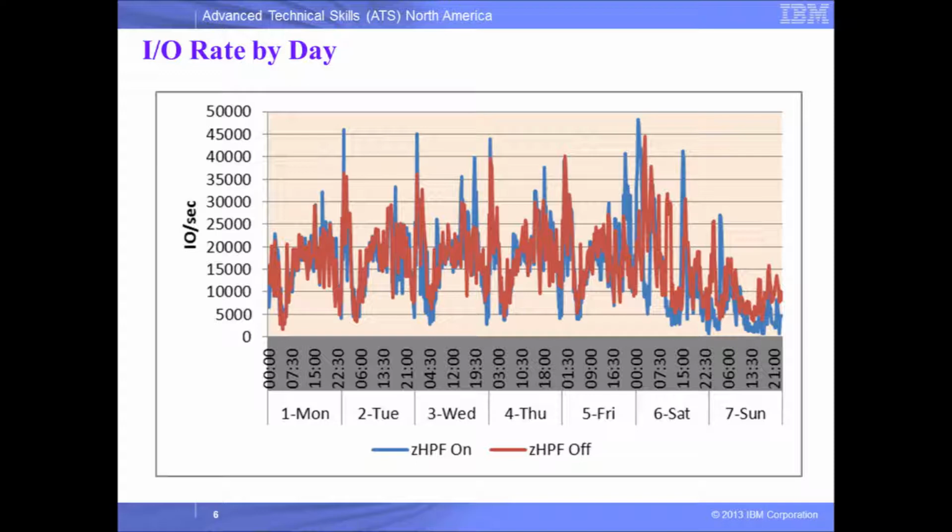Chart number 6 shows the I/O rate by day. The x-axis shows the day of the week and the time, and the y-axis shows the I/O rate per second. The blue line is the I/O rate when zHPF is on, and the red line is the I/O rate when zHPF is off. What I want to show on this chart is that the total I/O workload is about the same comparing the week when zHPF is on and zHPF is off. This is to make sure that we are comparing 2 different weeks with equal I/O workloads.